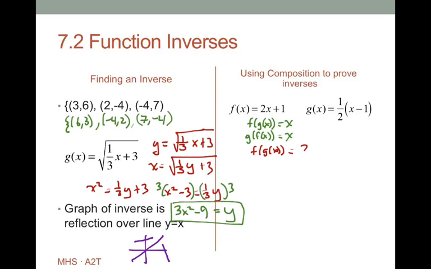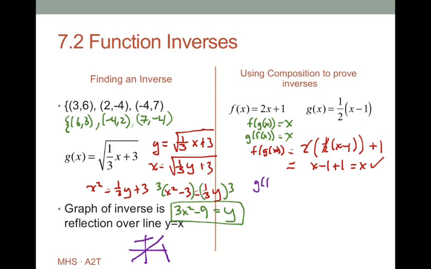I'll do f of g of x first. I'll take 2 times the function 1/2 x minus 1 plus 1, and then I'm going to simplify that. My 2's cancel. I got x minus 1 plus 1, which is x. Hooray! So that one worked. Let's try the other one.